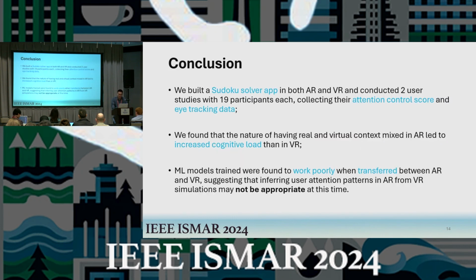In conclusion, we built a Sudoku app in both AR and VR, conducted 2 user studies, and collected their attention control score and eye tracking data. We found the nature of having real and virtual context mixed in AR led to increased cognitive load compared to VR, and we found that this gap between AR and VR was further validated by the results of machine learning models.